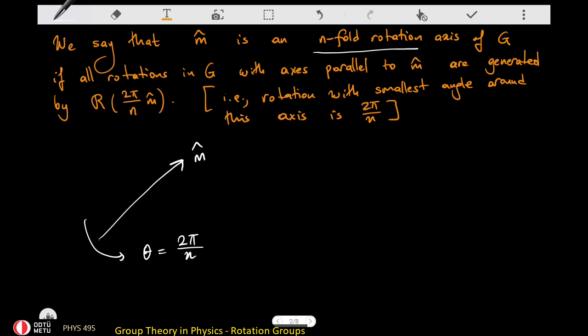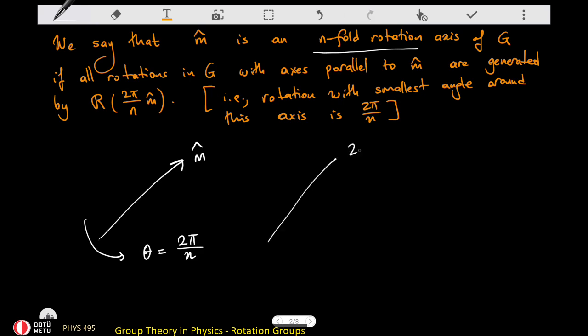We say that for a given rotation group, a direction M is an n-fold rotation axis if we have a rotation around this axis by an angle 2 pi over n. And of course, all the other rotations around this axis just have angles which are integer multiples of that. So this 2 pi over n is basically the smallest angle of rotation.